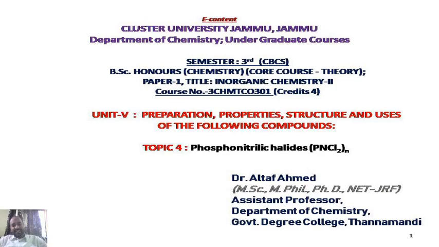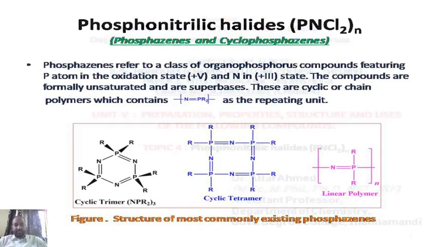Good morning, dear students. We are discussing Unit 5 of Inorganic Chemistry, and today's topic is phosphonitrile halides having formula (PNCl2)n, where n is equal to 3 or 4. Phosphazenes and cyclophosphazenes comprise the phosphonitrile halides.